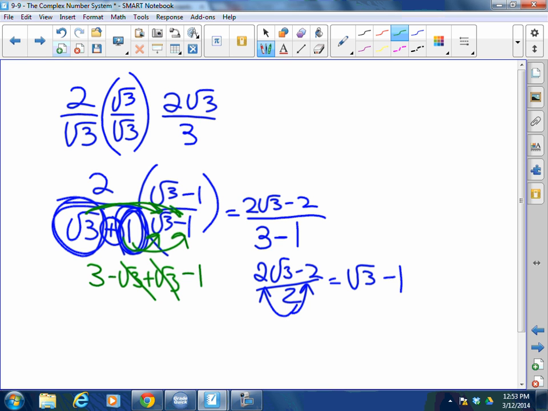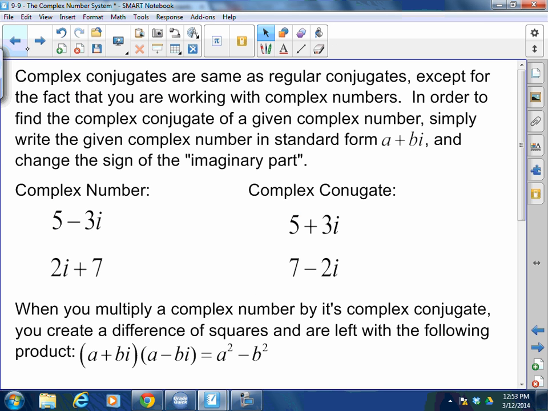You remember that, guys? Conjugate, I changed that middle sign. Same thing here, boys. Complex conjugates are the same as regular conjugates, except for the fact that you're working with complex numbers. In order to find the complex conjugate of a given complex number, simply write the given complex number in standard form, which is a plus or minus bi, and change the sign of the imaginary part.